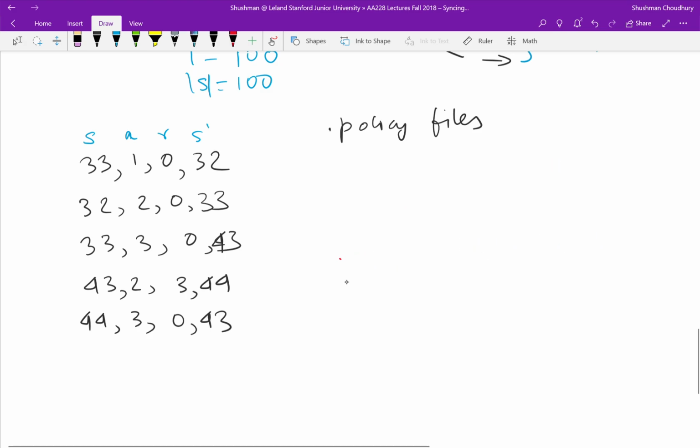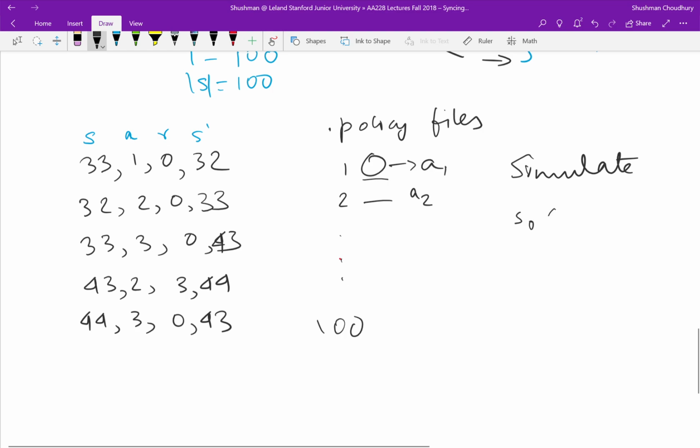It's a text file where, if this is line 1, line 2, and so on up to line 100, each line is just the action that your policy should take: action in state 1, action in state 2. And when we simulate this, we will generate a random start state, so S0 between 1 and 100, though that's some abusive notation.